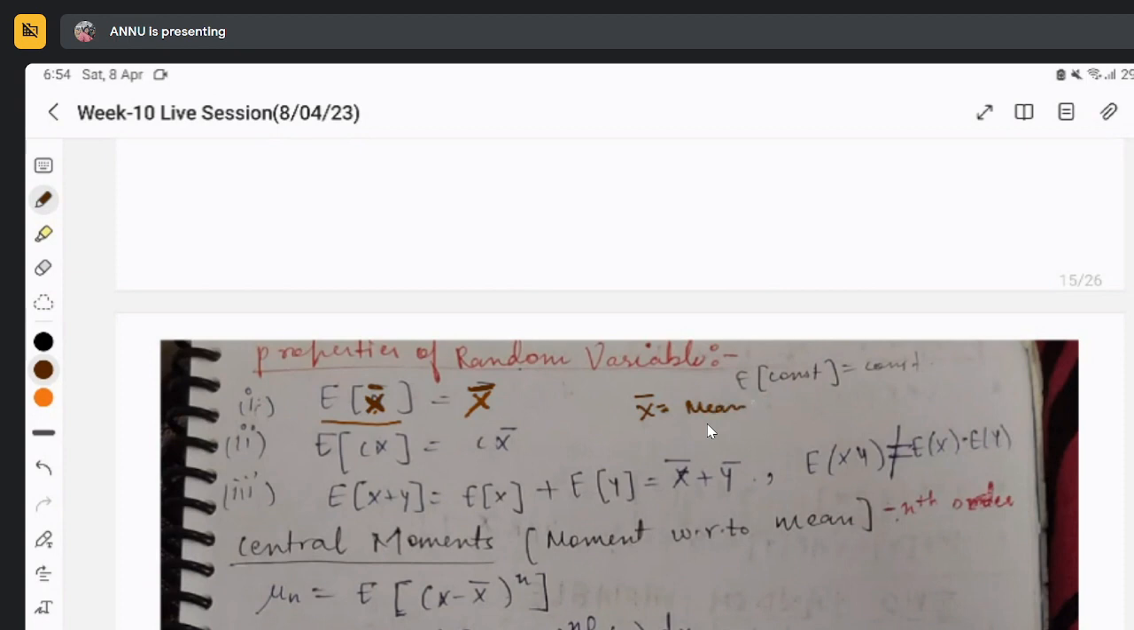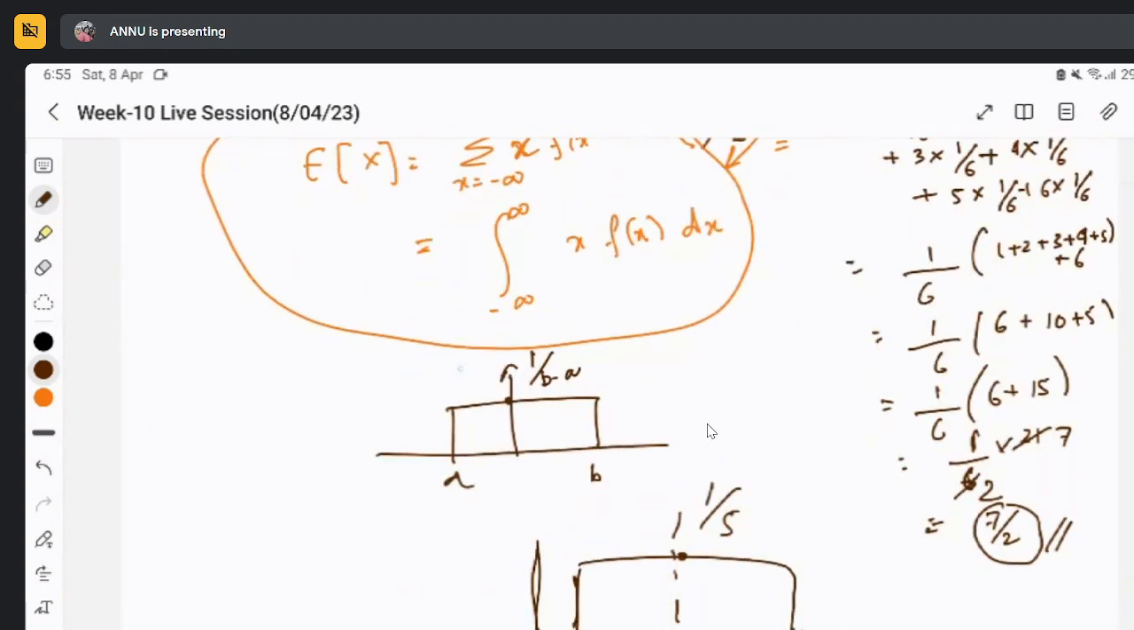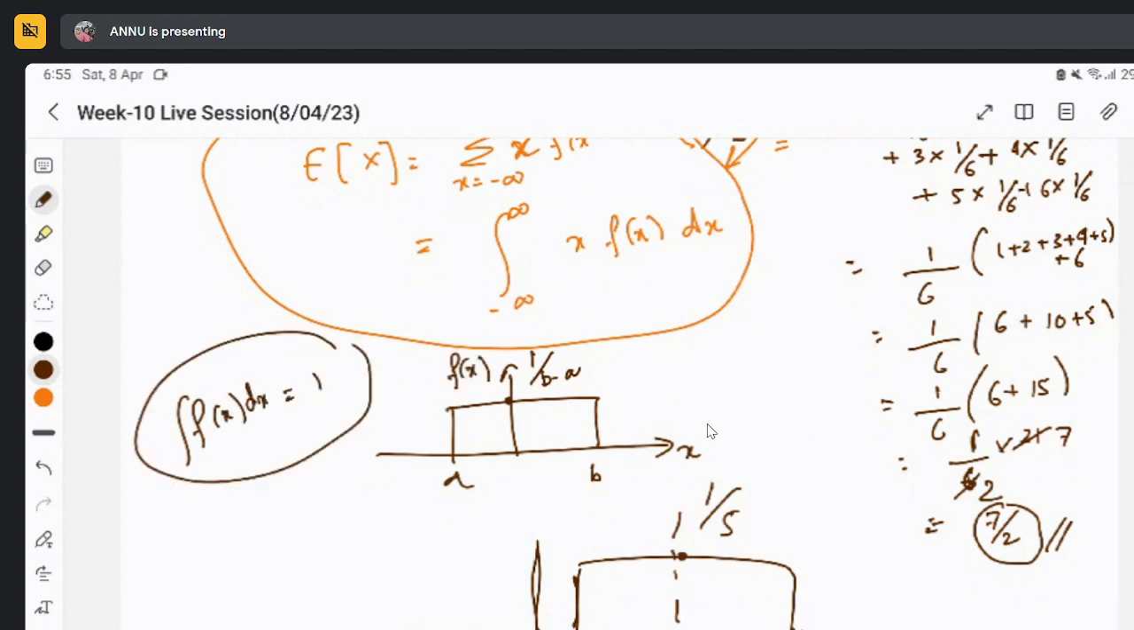It is not a random variable. So for example, x is a uniform distribution, distributed as a uniform from A to B. So you will have the density function f(x), and the area under the density function should be 1, right? If it is distributed from A to B, then the amplitude here should be 1 by B minus A.